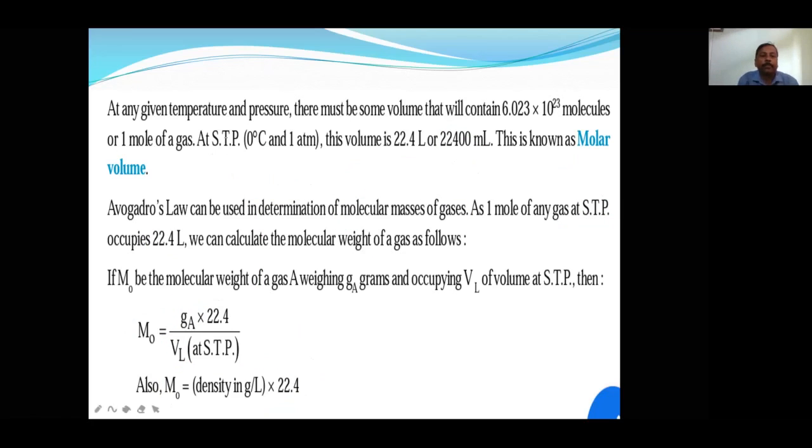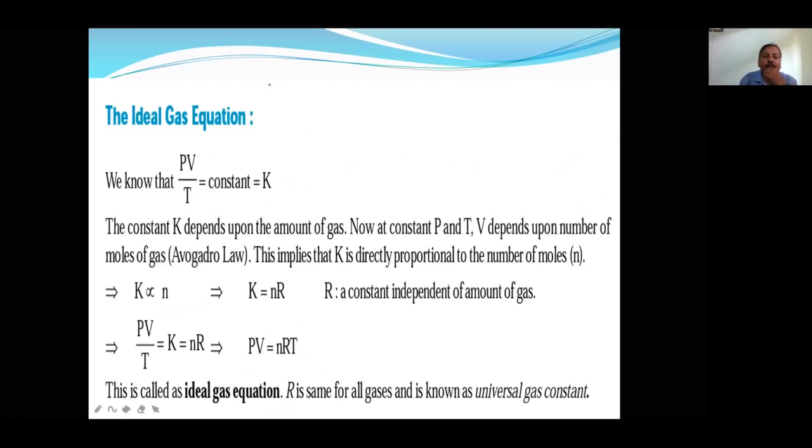Avogadro's law. Okay. Now we have another law introduced. Now we are going to combine how many laws? Four laws we are going to combine. If you combine only three laws, that is not the ideal gas equation. Most students have the wrong concept that the ideal gas equation and the combined gas equation are both the same. No, the ideal gas equation is a combination of four laws, whereas the combined gas equation is a combination of only three laws.